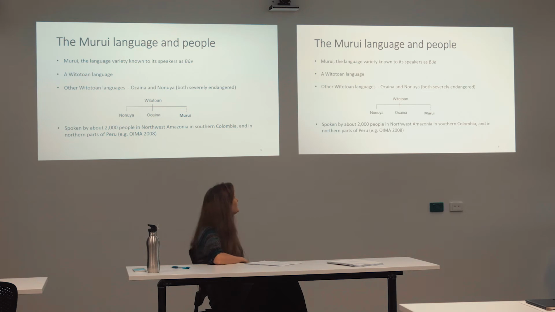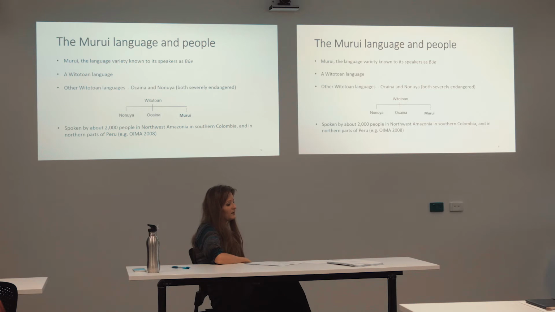So, a little bit about the Murui language and people. Murui, and I focus here mainly on the variety called Bue, belongs to the Witotoan language family, which is one of the smaller language families in Amazonia. The Witotoan language family consists of two other languages, Okaina and Nonuya, and both are critically endangered, with less than 90 speakers remaining in total.